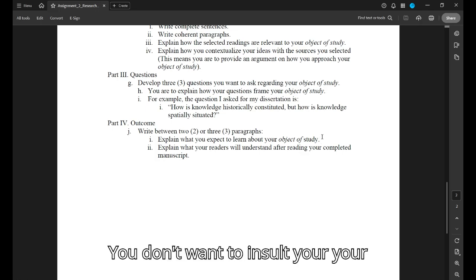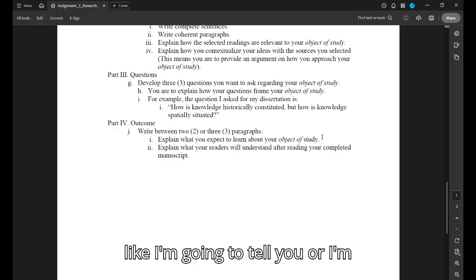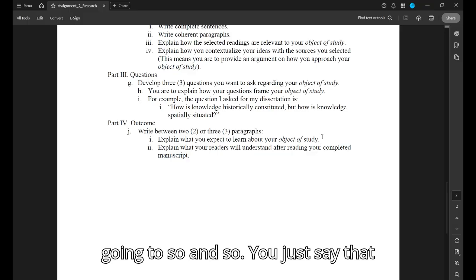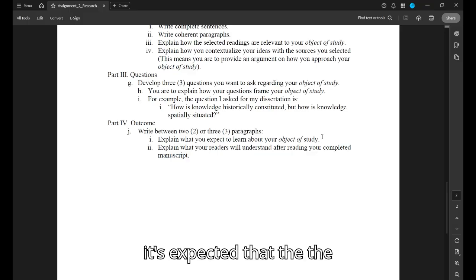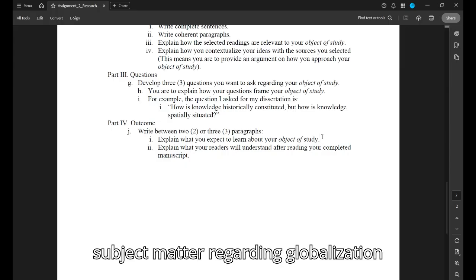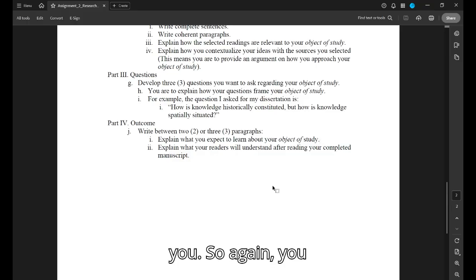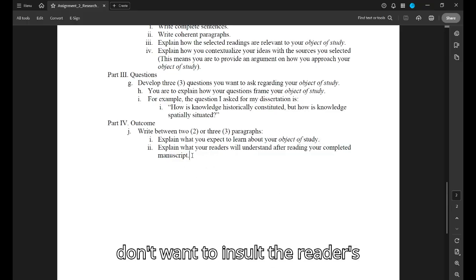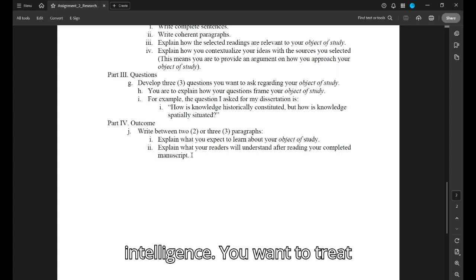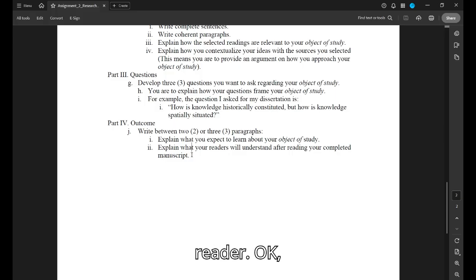you don't want to insult your reader's intelligence by saying something like, "I'm going to tell you," or "I'm going to do so and so." You just say that it's expected that the future reader will draw these conclusions about this particular subject matter regarding globalization and violence towards women, which is the example that I wrote for you. Again, you don't want to insult the reader's intelligence. You want to treat your reader as a knowledgeable and thoughtful reader.